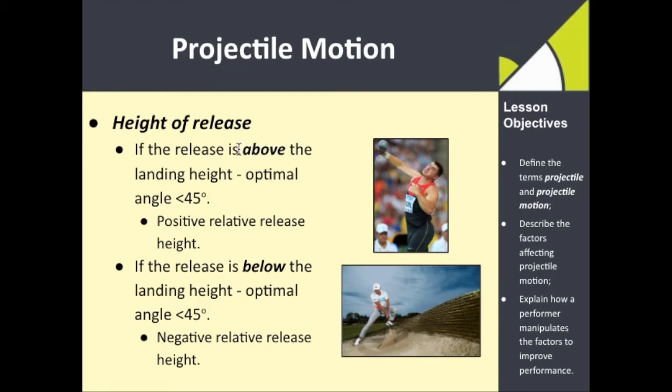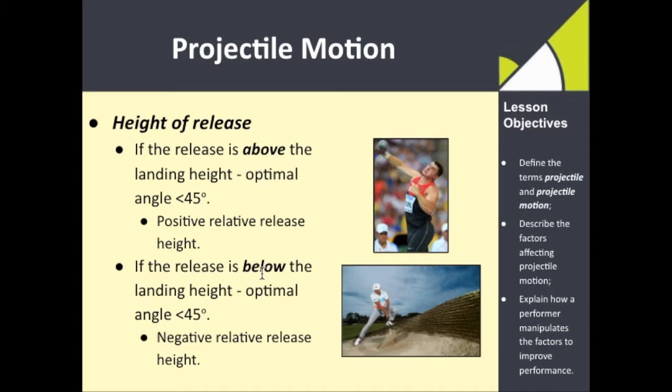Now, if we have what's called a positive release height, which means we're releasing something higher than where we're going, then the optimal angle of release is less than 45 degrees. I think around about 37 degrees is the optimal angle to release a shot put, because we're throwing it from a high point. We don't have to get the ball in the air for it to travel the distance, because we're already in the air.